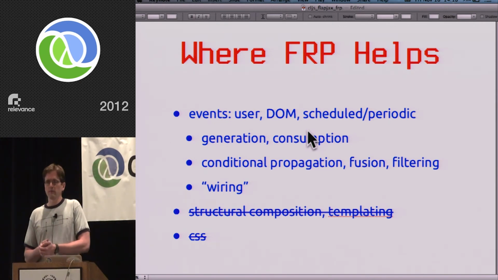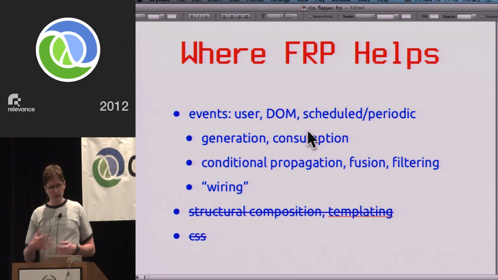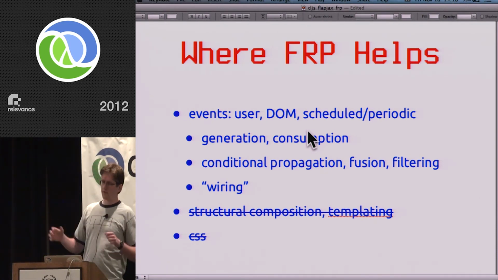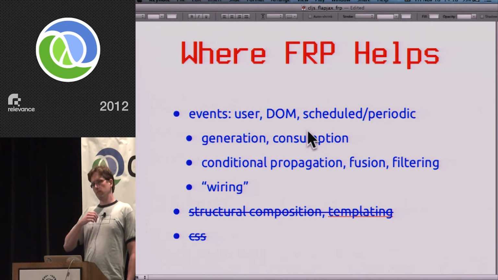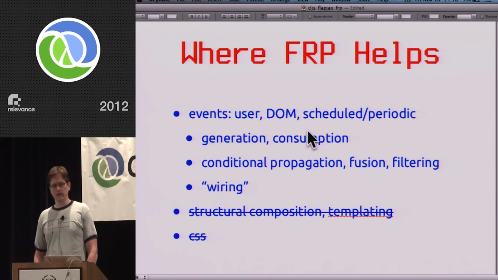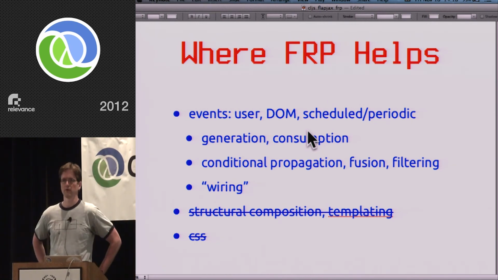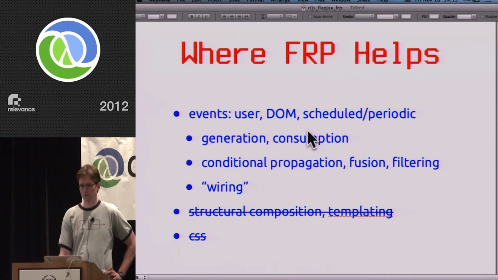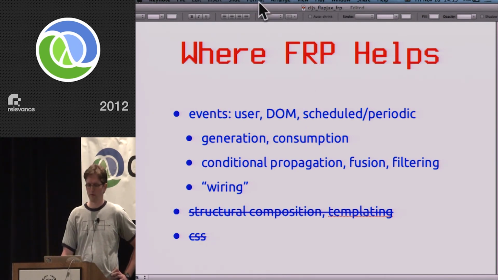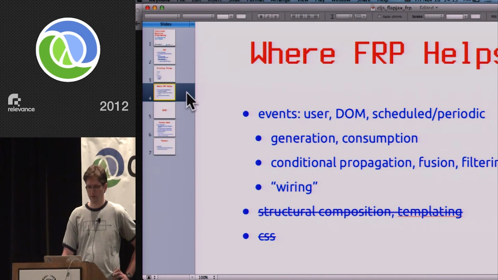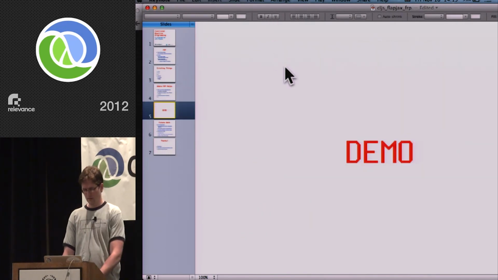And then again, once they're streams, there's this general notion of consumption and generation and fusion and filtering and so on. What Flapjax gives you is a general set of tools for doing what a lot of people who work with events know as wiring. We talk about wiring up the mockup, wiring up our program. This is a genuine general purpose wiring library for wiring together behaviors in the browser. Demo time.